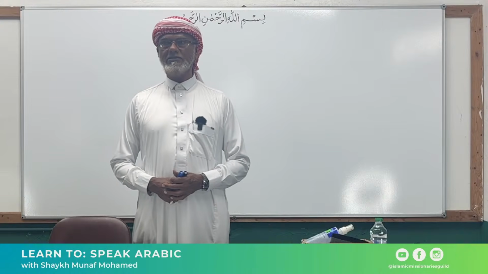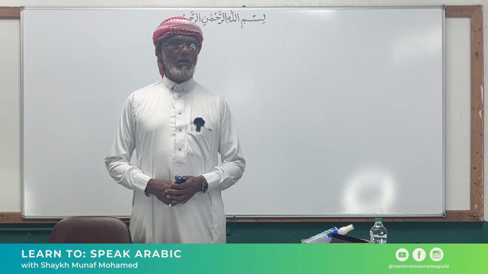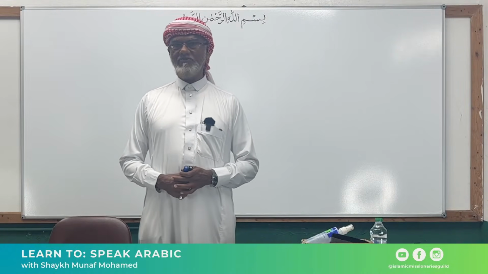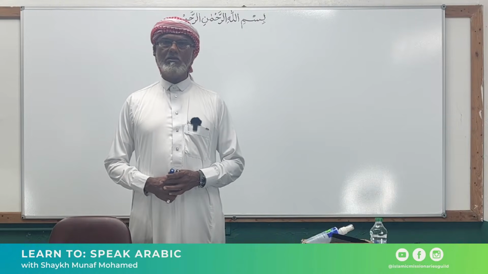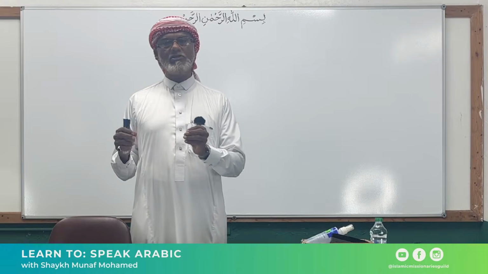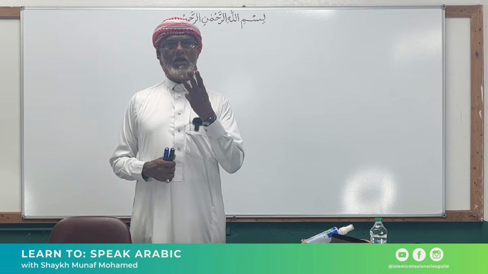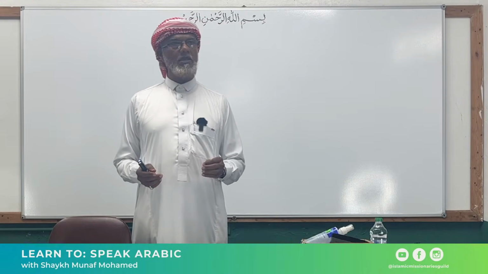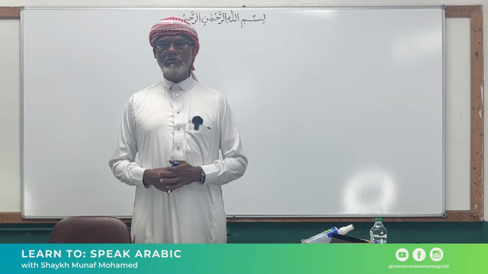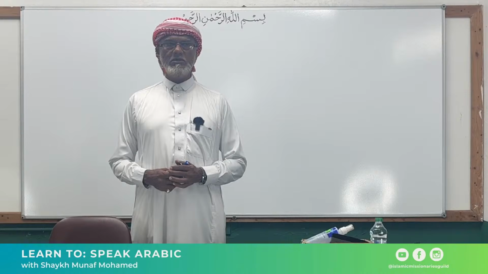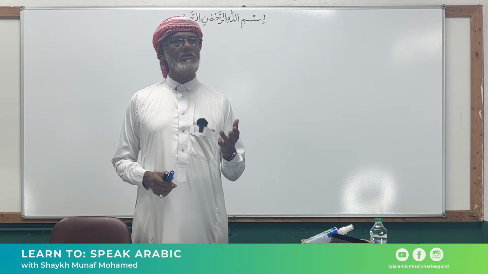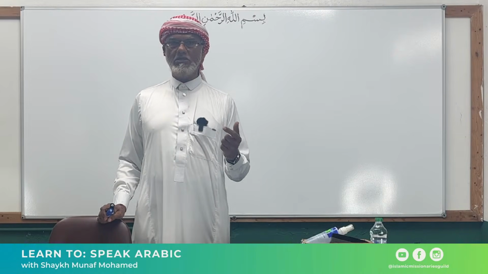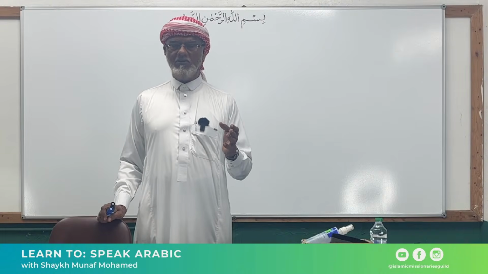For the previous class, we were looking at the conjugation of the triliteral verb, al-fi'l al-thulathi al-mujarrad. Mujarrad means it doesn't have any extra letters in it, and thulathi means three letters. We are looking at the conjugation in the imperfect tense, which refers to either the simple present tense, the present continuous tense, or the future tense. It could mean any one of the three.